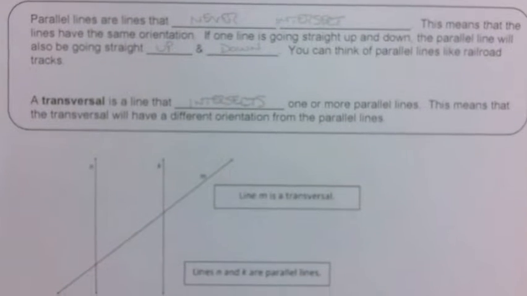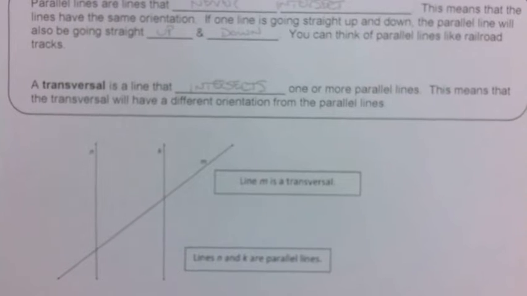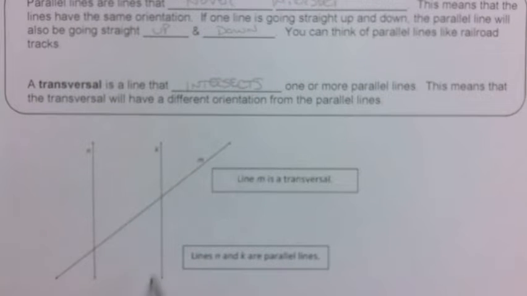So if we look at our picture underneath, all right, we have line N and we have line K. Lines N and K are parallel to each other. They've got the same orientation. They're both going straight up and down. Lines N and K are never going to intersect with each other. Line M is the transversal, okay? The transversal is intersecting both lines N and K. All right, so what we're going to do today is investigate different types of angles that are created when we have parallel lines that are cut by a transversal.